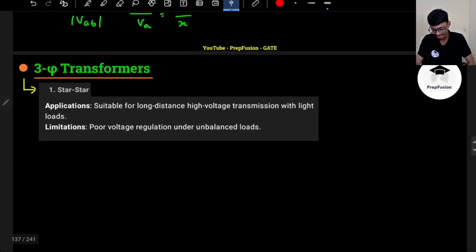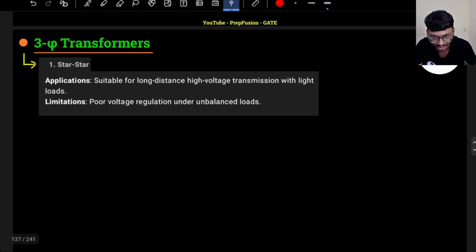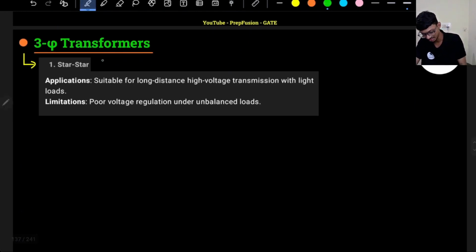So this was about the star-star. Generally, star-star is never used. Why? Because there are harmonic problems, all those things are there. I will discuss them when we come to harmonics. So it is never used, actually never used.